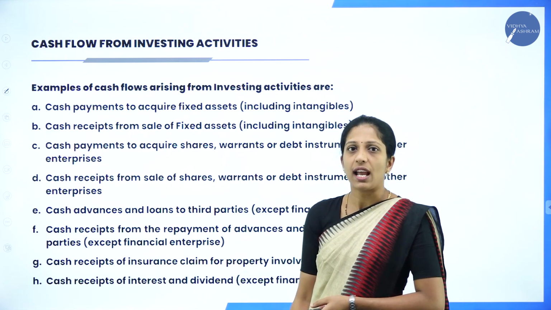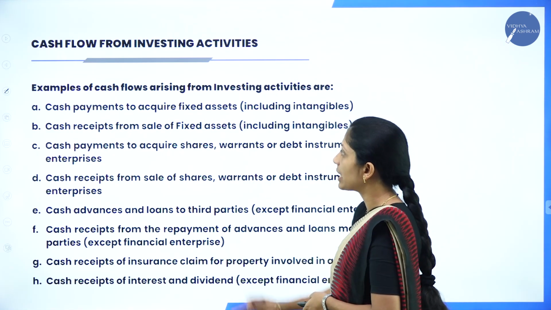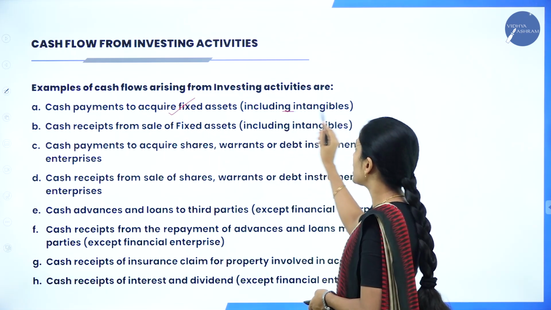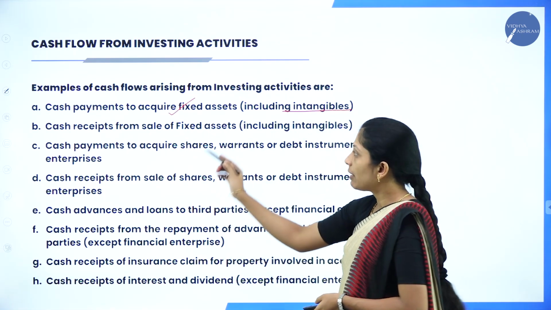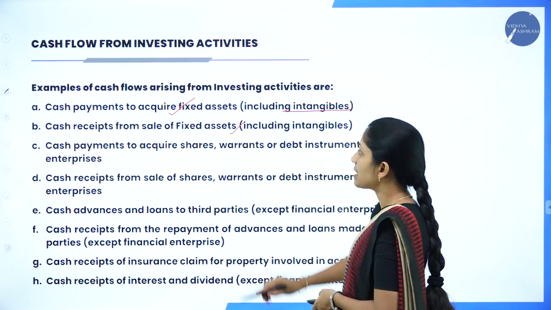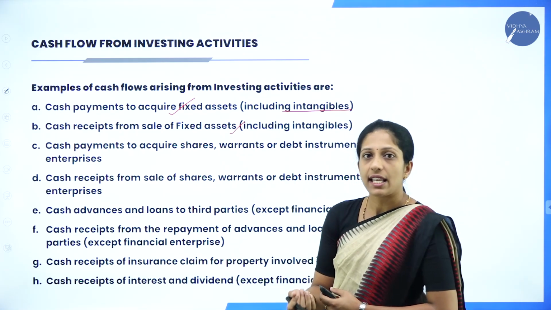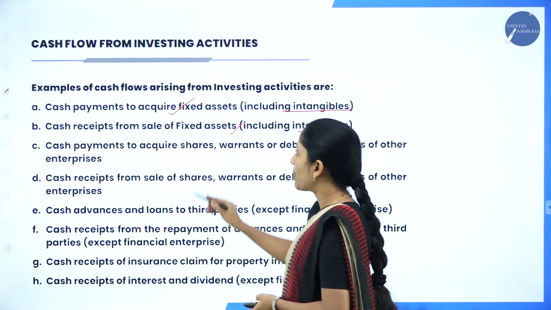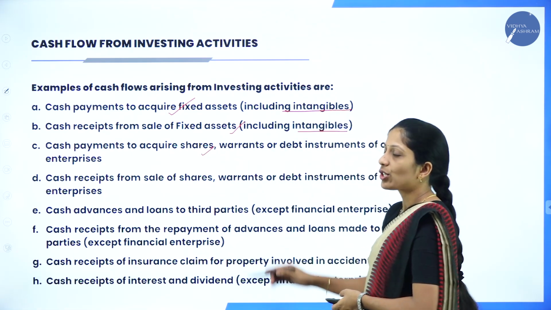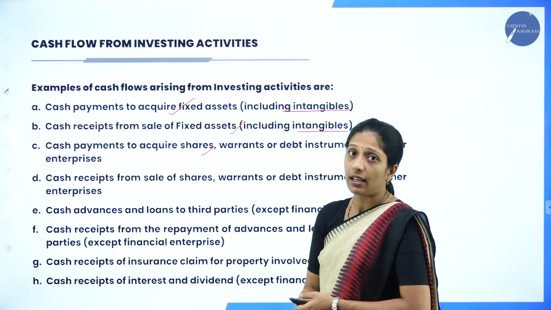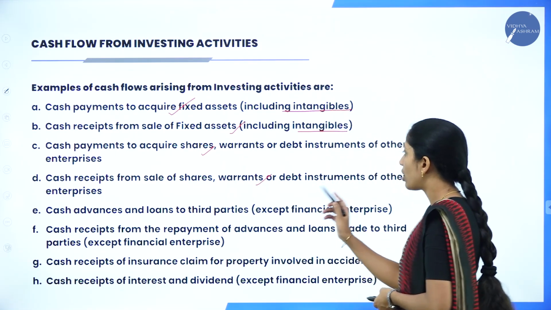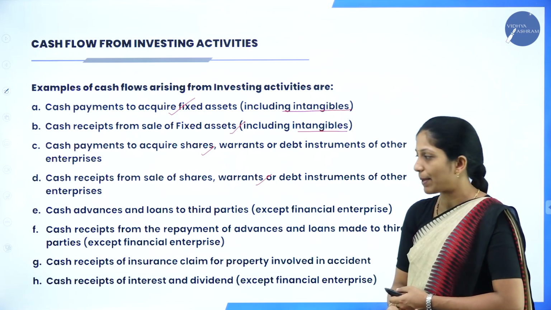Now let us see few of the examples of investing activities, that is cash payments to acquire the fixed assets. So it includes the intangible assets also. Next, cash receipts from sale of fixed assets. So purchase and sale of fixed asset including intangible assets. Next, cash payment to acquire the shares, warrants or debt instruments of any other enterprise. Cash receipt from sale of shares, warrants or debt instruments of other enterprises.